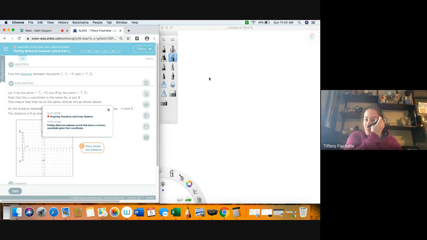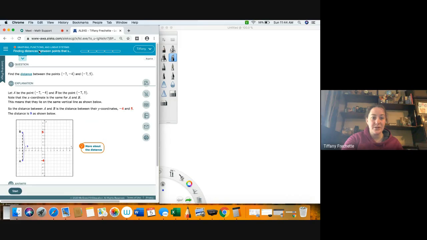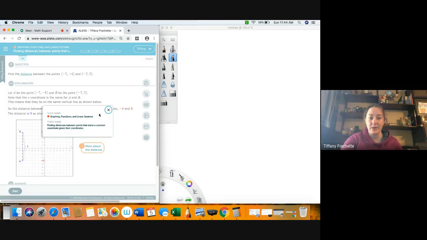Finding distances between points that share a common coordinate given their coordinates. We did a very similar one called finding distances between points that share a common coordinate given their graph. In this one, we're being given their coordinates. To get that extra explanation, I just clicked on the title so that I could see the whole title here.